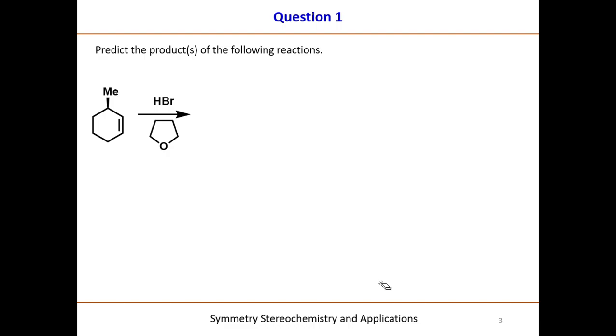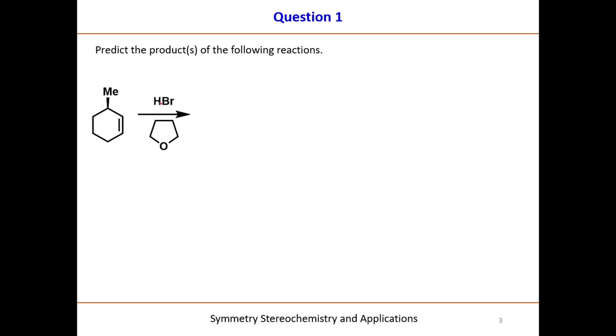So let's talk about the first question. The question is to predict the product of the following reaction. As you can see, this methyl substituted cyclohexene is treated with HBr in the presence of THF. THF is your solvent because you require some solvent for the reaction. THF is tetrahydrofuran, working as a solvent, and HBr is your reagent.